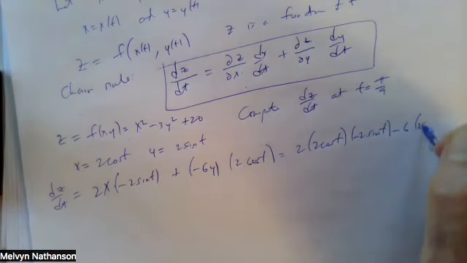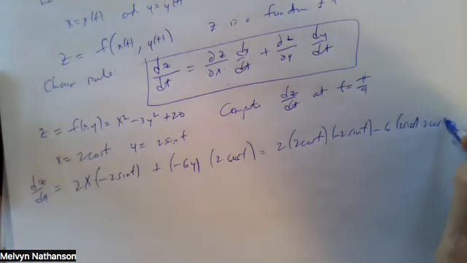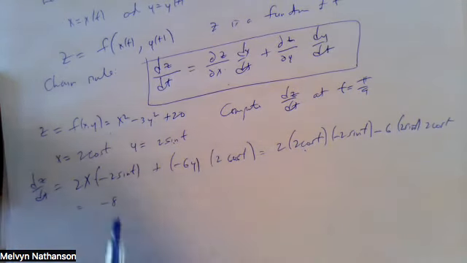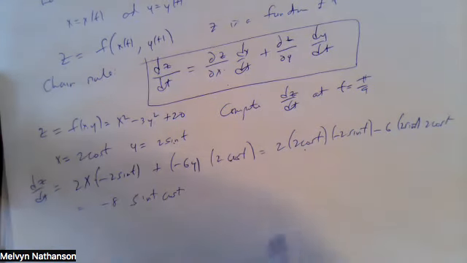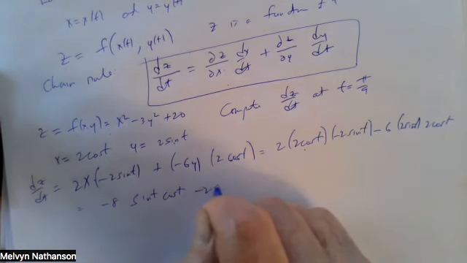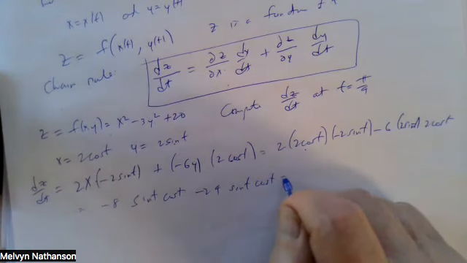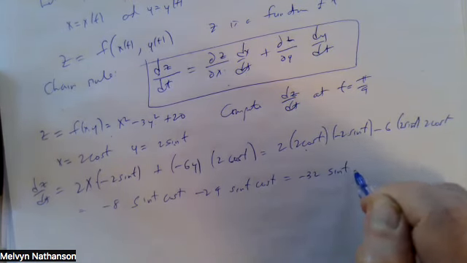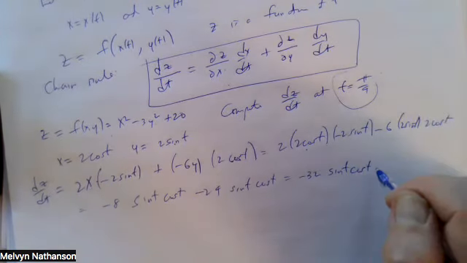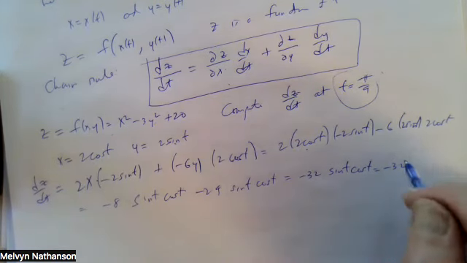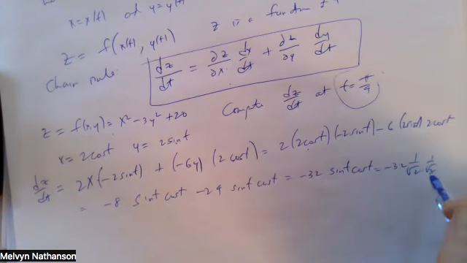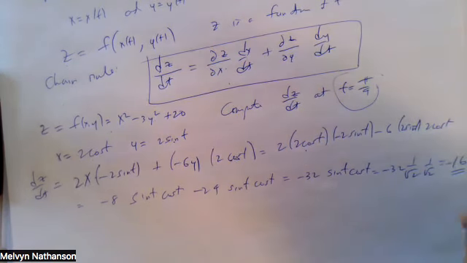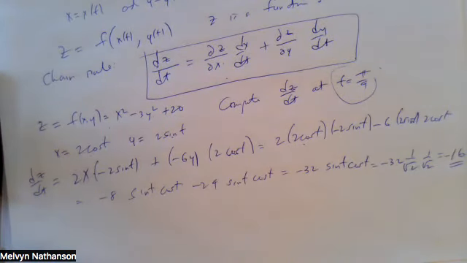minus 6y. y is 2 sine t times 2 cosine t. So this is equal to minus 8 sine t cosine t minus 24 sine t cosine t, which is minus 32 sine t cosine t. And at t equal pi over 4, the sine and cosine of pi over 4 are both 1 over root 2. So this is minus 32 over 2, that is minus 16. So using the chain rule, that's the derivative.